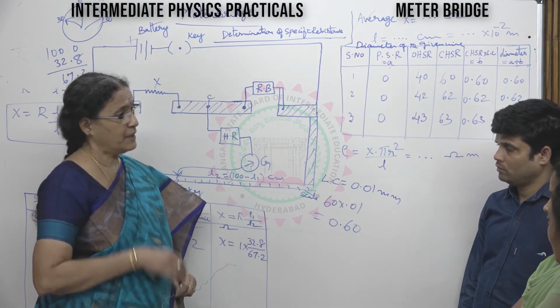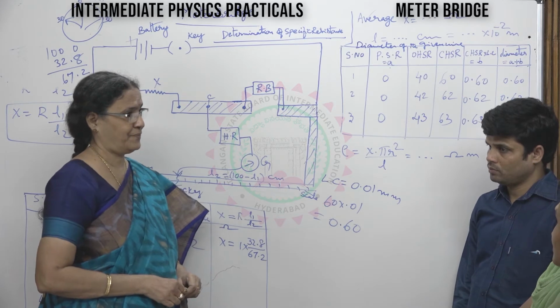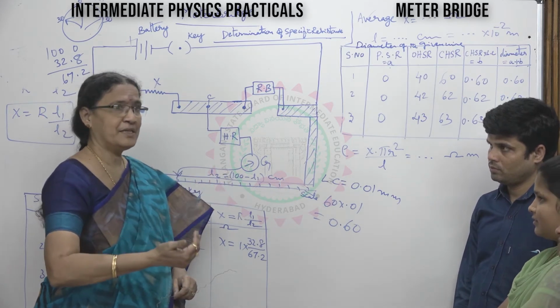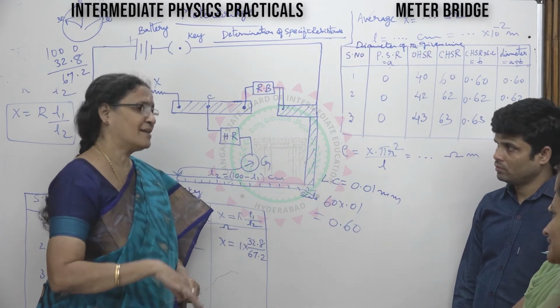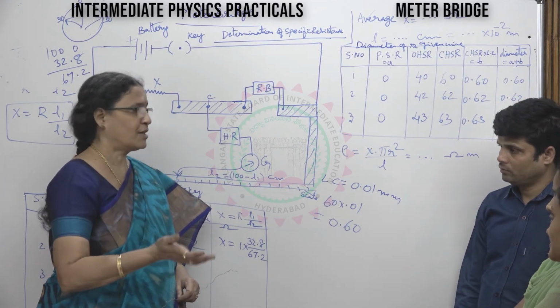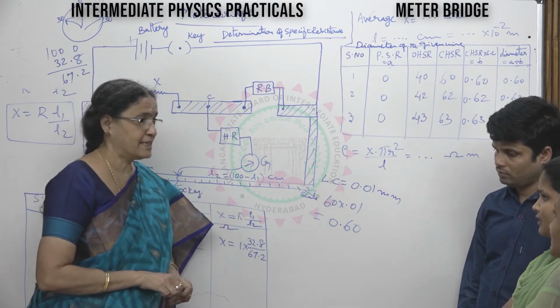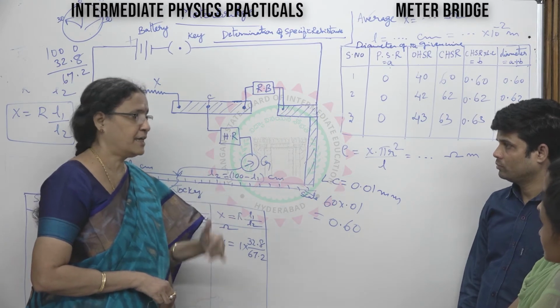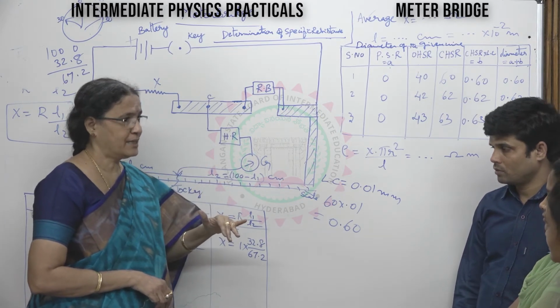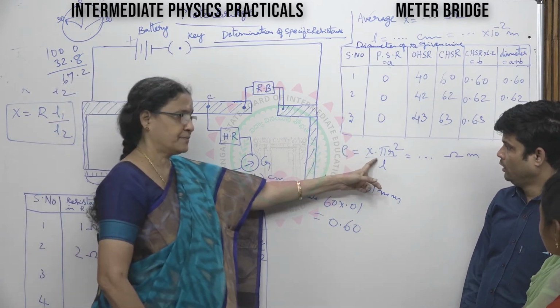How do you convert millimeters into meters? Multiply by 10 power minus 3. 1 millimeter to centimeter is 10 power minus 1. Again, centimeter to meter, 10 power minus 2. So, on the whole, to convert millimeters into meters, 10 power minus 3. So, the average diameter you take, divided by 2, gives you the average radius, multiplied by 10 power minus 3. Okay? So, you got X.